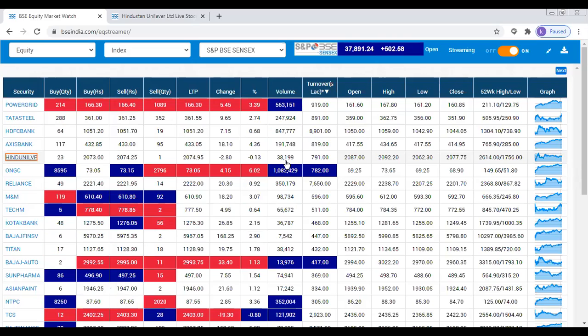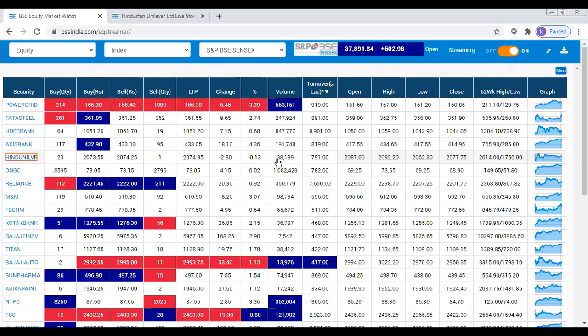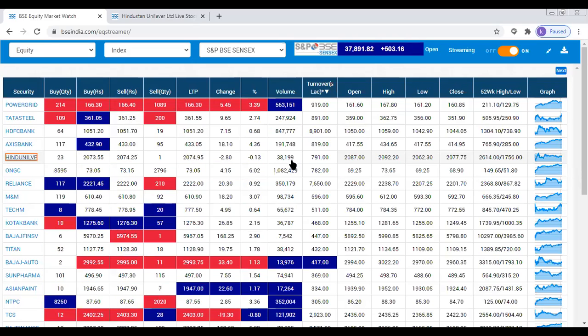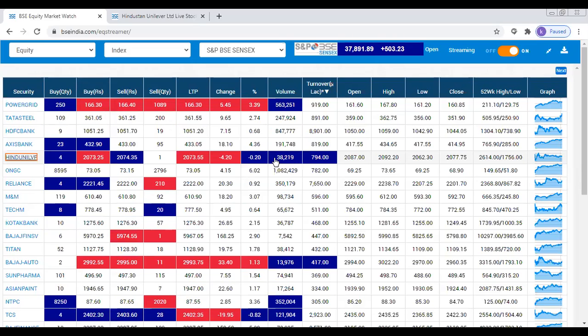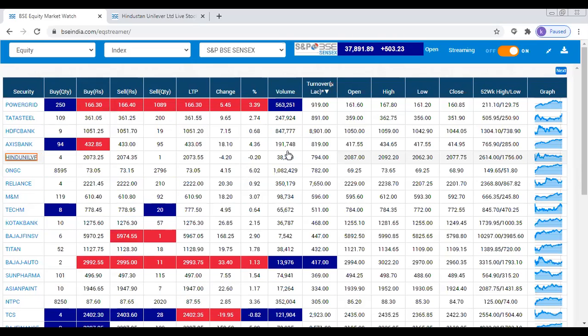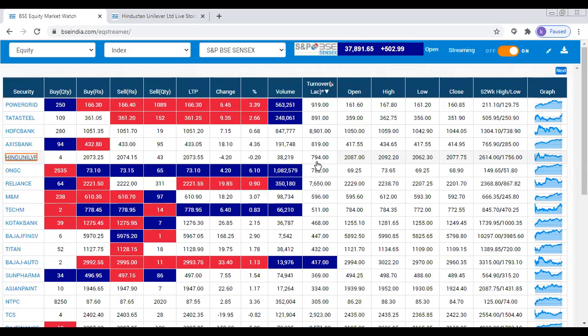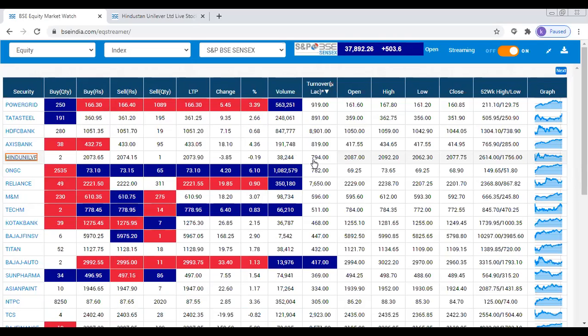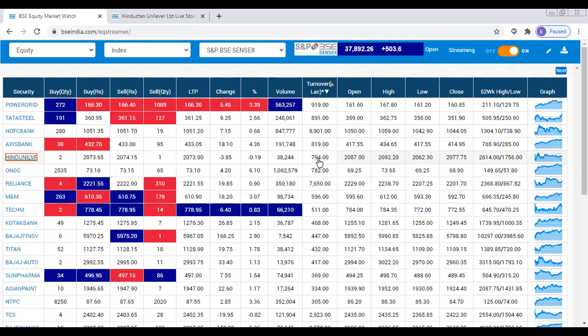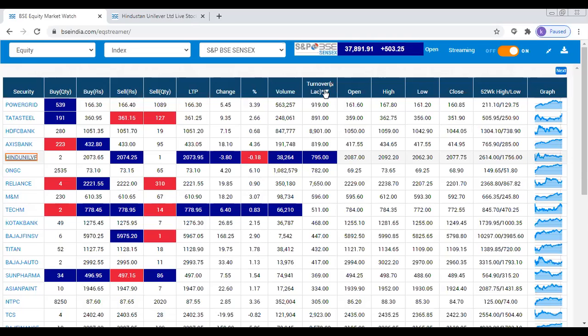Currently, how many shares are available with the exchange? There are 38,199 lakh shares available. Okay, all these values are in lakhs. So those many number of lakh shares are available with the exchange. In terms of value or in terms of turnover, they can generate a business of around 794 lakhs. Can you see the figure here? The figure is in lakhs. So 795 lakhs is the amount of business that can be generated.